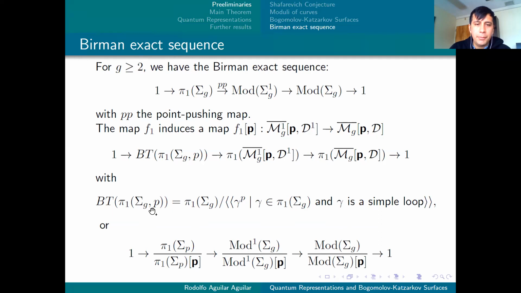Okay, here B_T is the quotient of this fundamental group by all the powers P of a simple loop in the fundamental group. Before, in the Bogomolov-Katzarkov surfaces, we had only some family here. But now we have all the simple loops. I can also denote this group by this notation. This is the notation of Funar, and this is the notation that Bogomolov and Katzarkov used. But I think it's better to see it in this way.